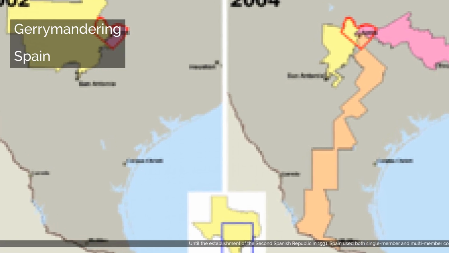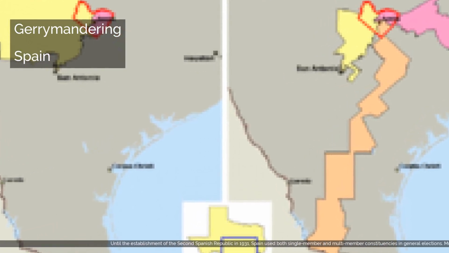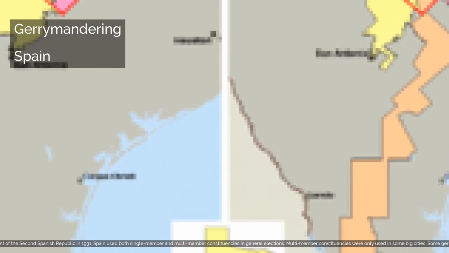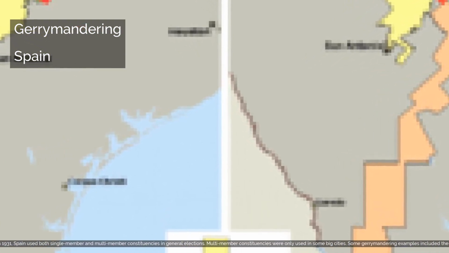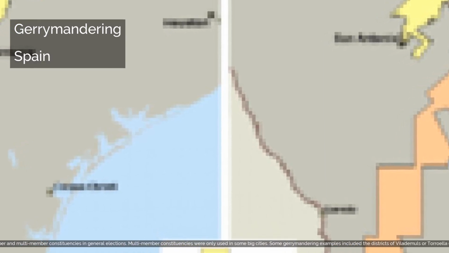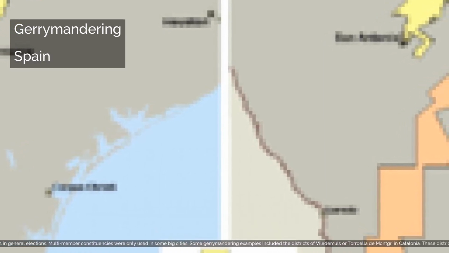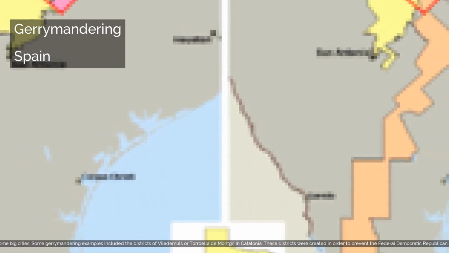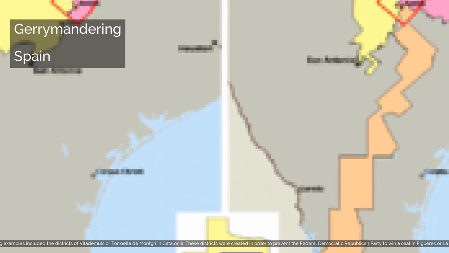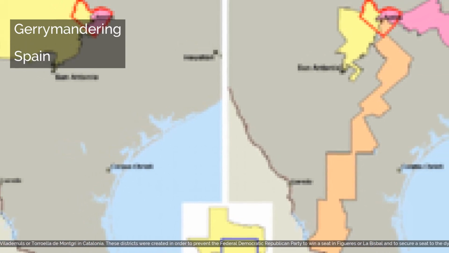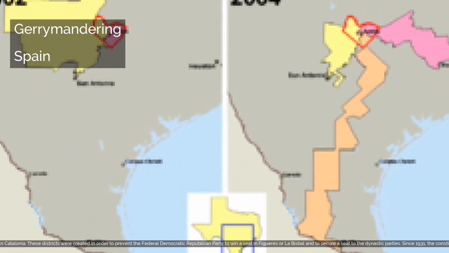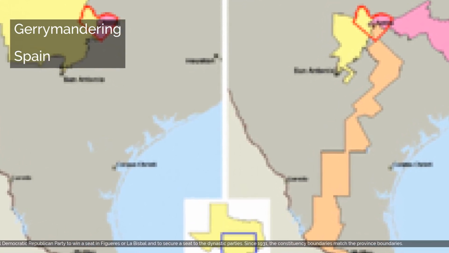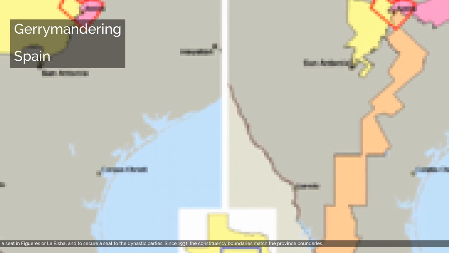Until the establishment of the Second Spanish Republic in 1931, Spain used both single-member and multi-member constituencies in general elections. Multi-member constituencies were only used in some big cities. Some gerrymandering examples included the districts of Vilademuls or Torroella de Montgrí in Catalonia. These districts were created in order to prevent the Federal Democratic Republican Party from winning a seat in Figueres or La Bisbal and to secure a seat for the dynastic parties. Since 1931, the constituency boundaries match the province boundaries.